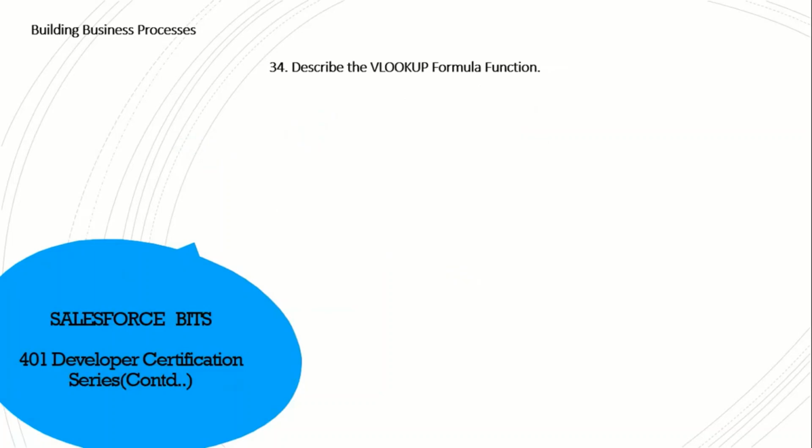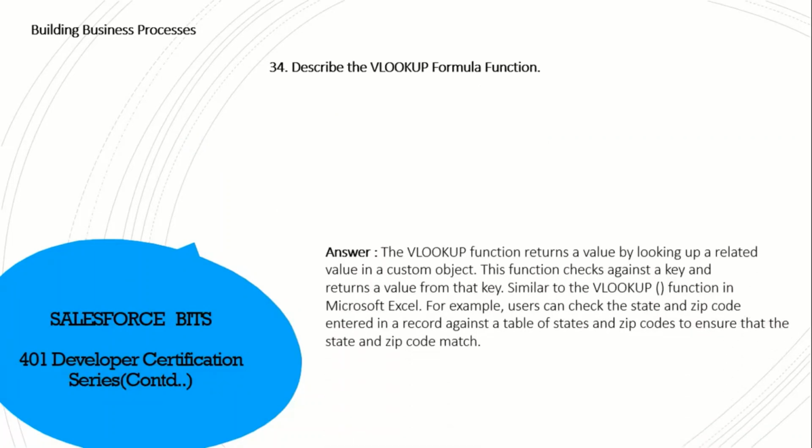So describe the VLOOKUP function formula. It's nothing but a function which returns a value by looking up the related value in the custom field. Basically it's a key value pair, so look up against the key and return the value, just like the lookup function in Microsoft Excel. The example is checking the state and the zip code entered against the table, and you can match the zip code and get the state.